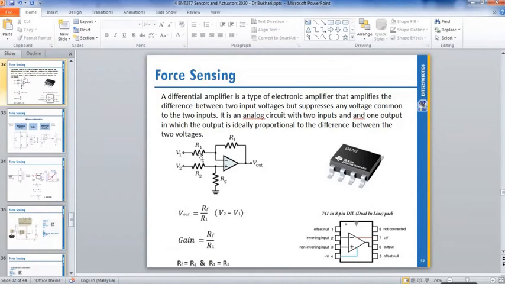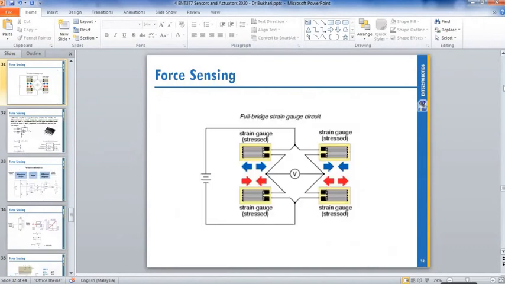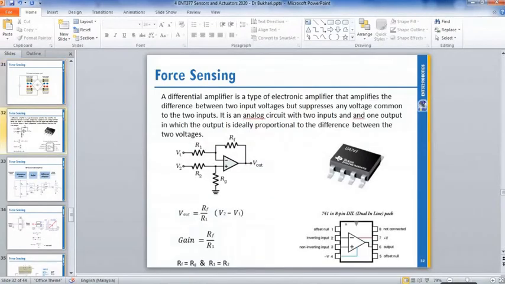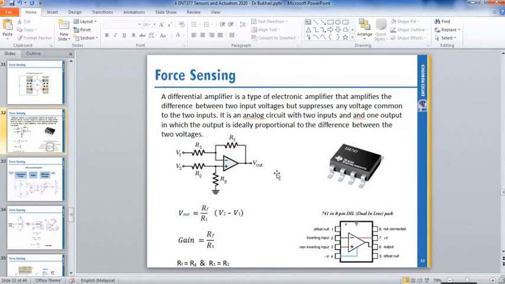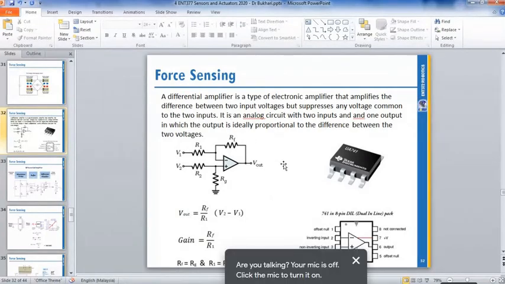This is an example of a differential amplifier. After we get an analog signal, this is the analog output, so we connect it to the differential amplifier. So the voltage from V1 and this voltage from V2.